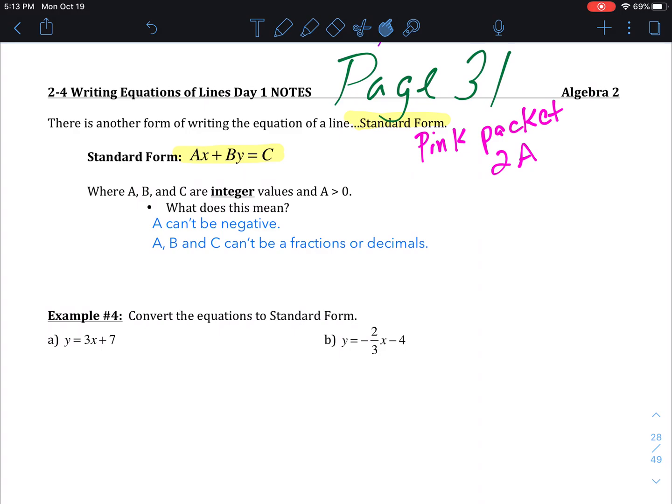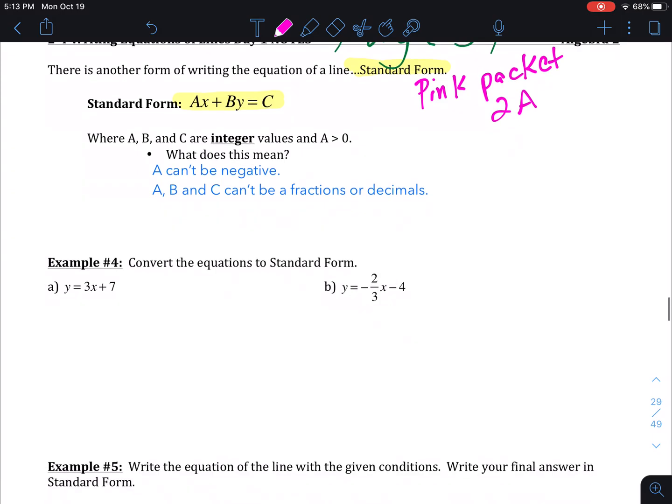So there are some rules to being in standard form. It says a, b, and c are integer values, and a is greater than 0. What does this mean? That means that a can't be negative, b and c can be negative, just not a, and a, b, and c can't be fractions nor decimals. So in example 4, we're going to learn how to convert equations into standard form when they are not given to you in standard form.